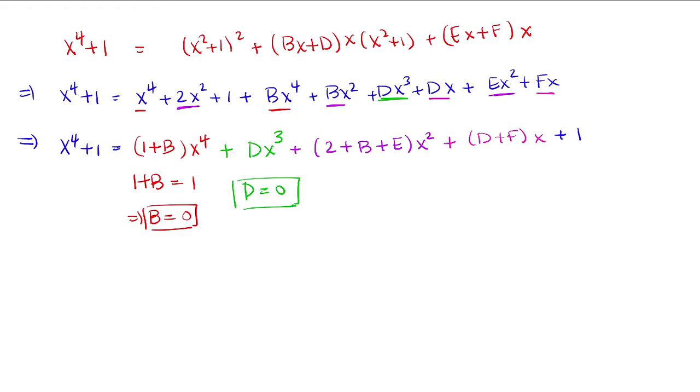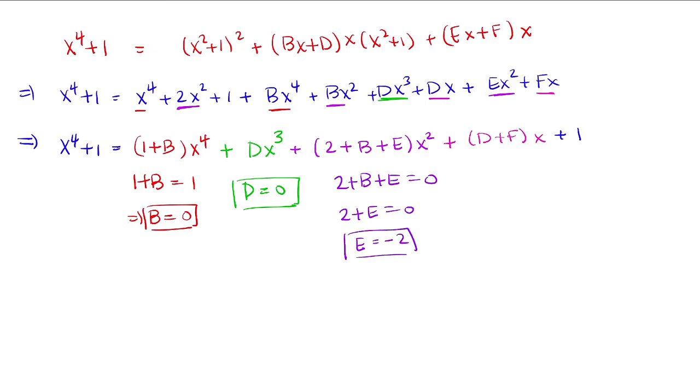Then we have 2 plus b plus e. Then again, there are no quadratic terms here. So then 2 plus b plus e has to be equal to 0. So here we go. 2 plus b plus e must be 0, but we know that b is equal to 0. So this is 2 plus e is equal to 0. Therefore, e is equal to -2. Okay?